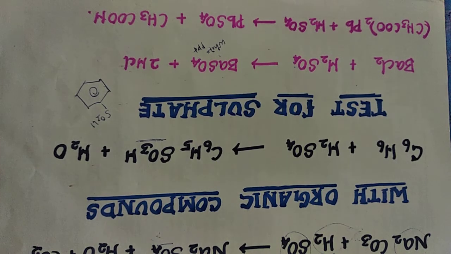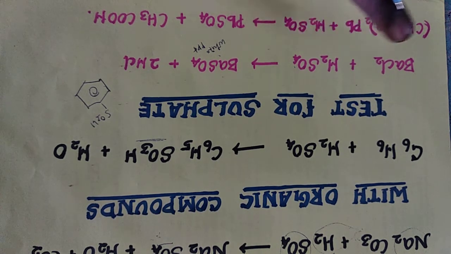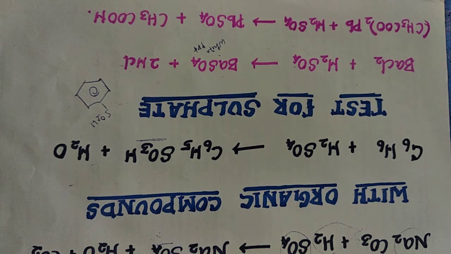If any compound possesses sulfate radical, that is SO4, we can easily confirm by adding a solution of barium chloride. At that time, it will result in the formation of a white precipitate, and the white precipitate is barium sulfate. So in this reaction, if you get a white precipitate, we can confirm the presence of sulfate. If there is no white precipitate, we can say that the given compound doesn't possess sulfate radical.